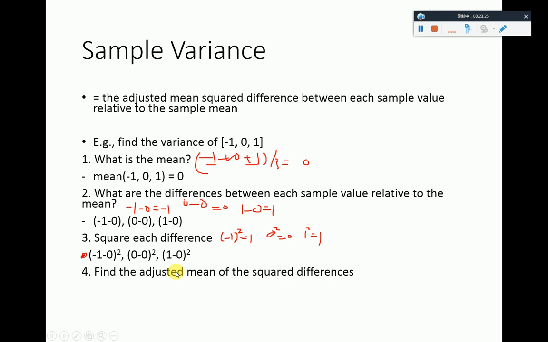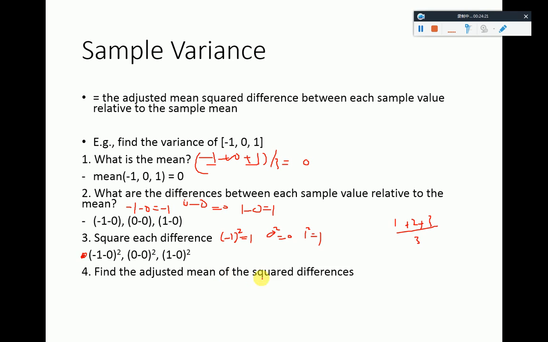So let's first ignore this word adjusted. We'll soon find out what it means, but for now, mentally block this word. If I ask you how to find the mean of the squared differences, what would you do? If I ask you to find the mean of these three values, you sum them up and count how many values there are. There are 3, so you divide the sum by the number of values. That's the mean of these 3 values. That's what we talked about yesterday.